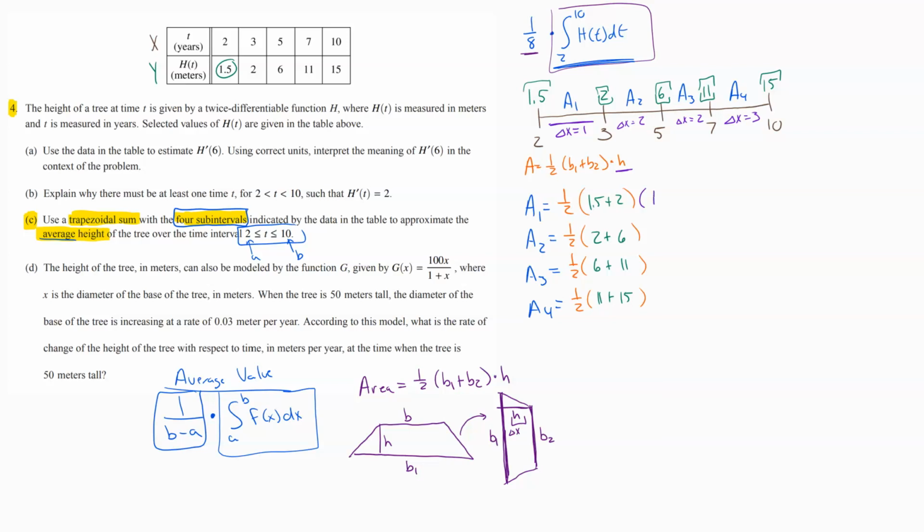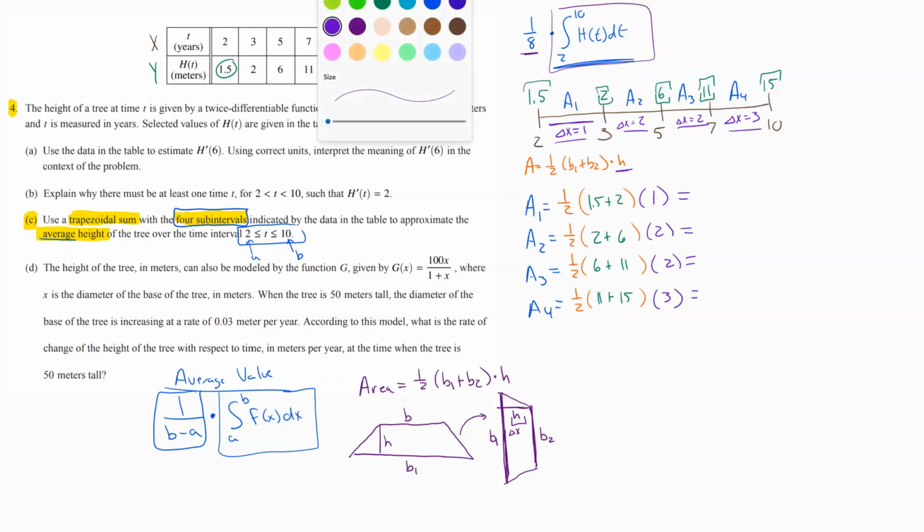So then the height for A1 is 1. The height for A2 would be 2. The height for A3 would be 2. The height for A4 would be 3. And so then I go solve those, multiply those things out, and see what I get.